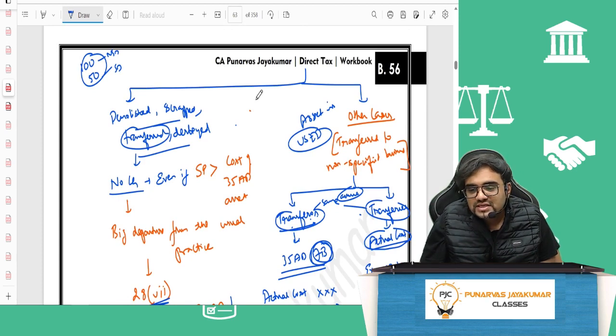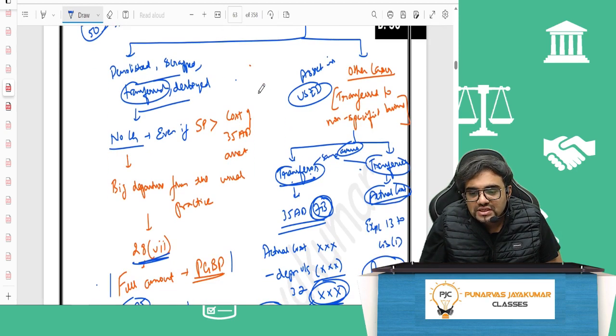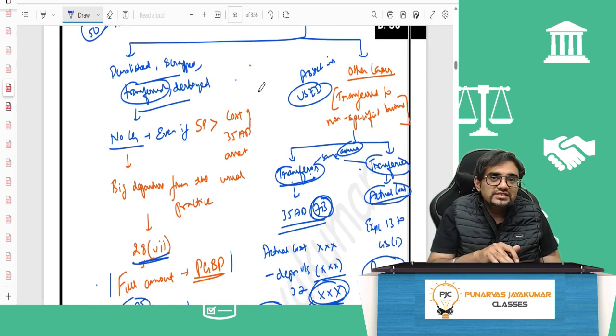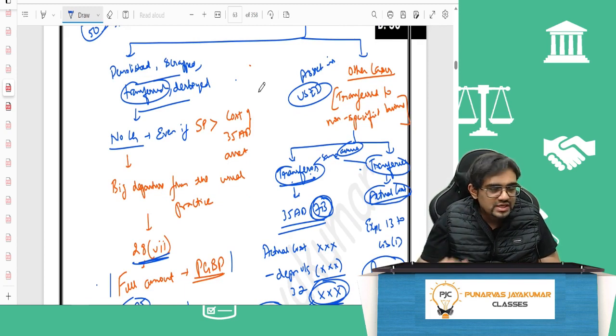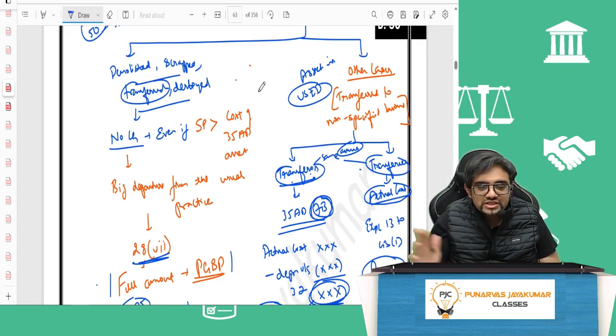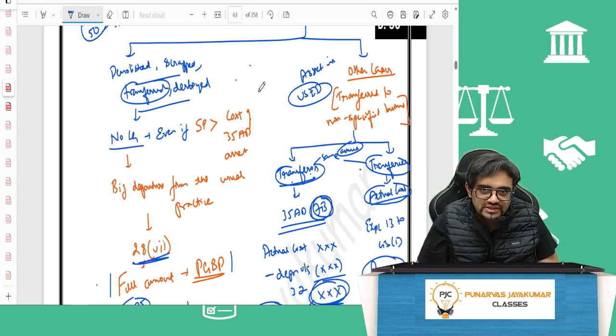In other cases, the asset is used. In the first case, what happens? Before 8 years, it is demolished, scrapped, sold off, or destroyed. The second case is where it is not demolished, not scrapped, not transferred, not destroyed. What do you do? You use it for a non-specified business.